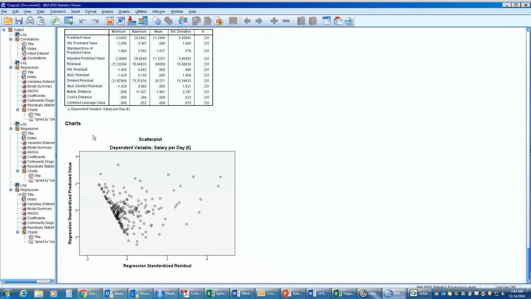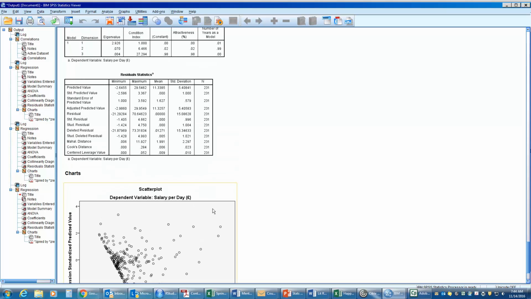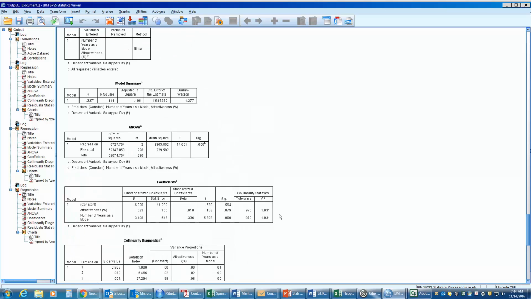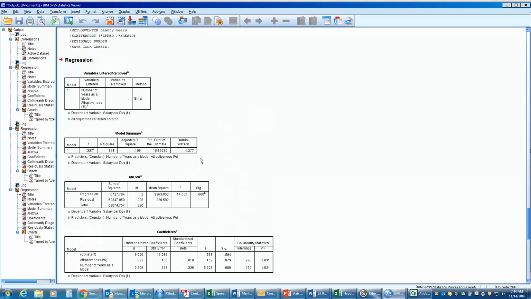We can still see some of the same behaviors occurring over here. So we might have some of these influential cases here. This might be the $95 and $89 a day supermodels. We might think about eliminating those. We see that our Durbin-Watson is actually in a little bit of trouble here.